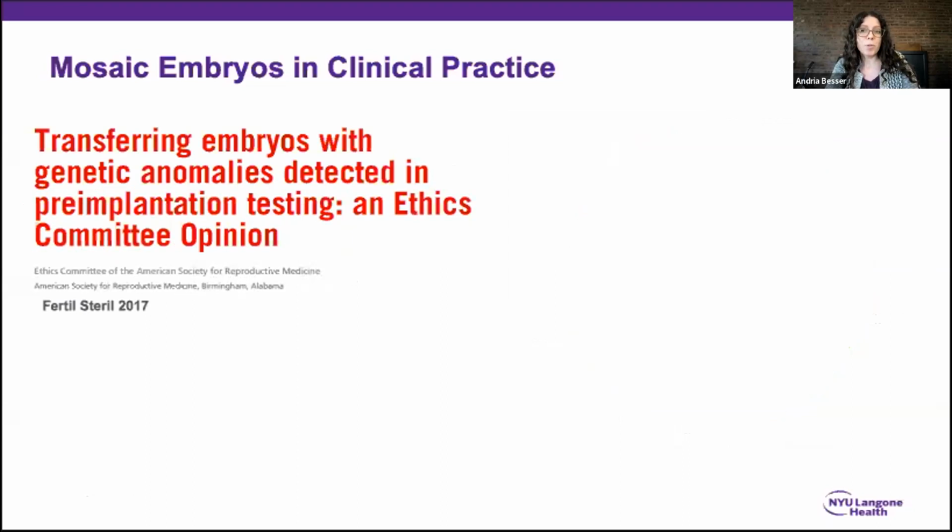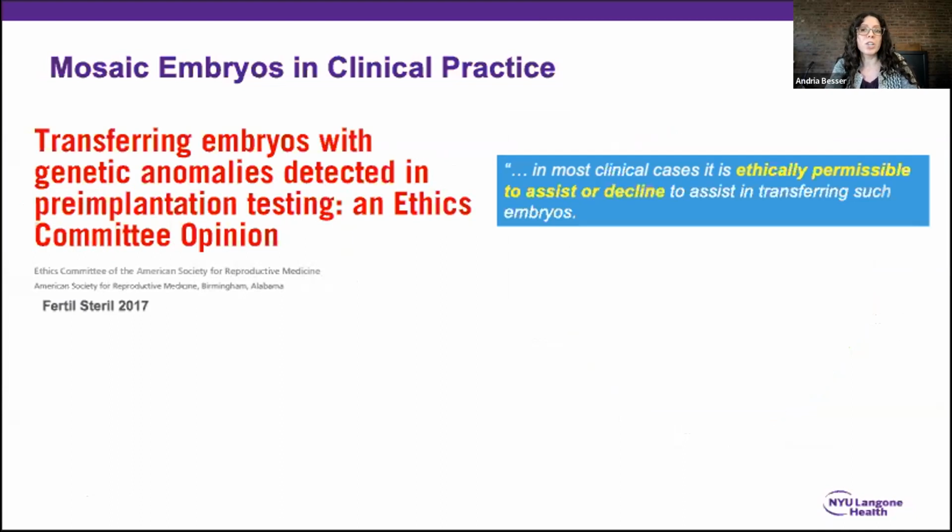As far as guidance from professional societies, there's a 2017 statement from ASRM that addressed transferring embryos with what they refer to as genetic anomalies. Most of the statement was about the ethics of transferring embryos with positive single gene results, but they did lump mosaic embryos in, which now we know doesn't really make sense, but at the time, we didn't know. Overall, the conclusions were that providers can ethically assist or decline with such transfers.